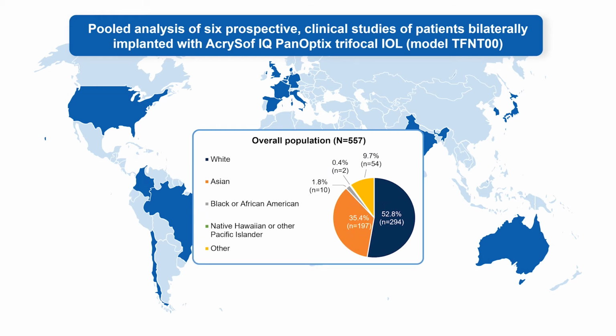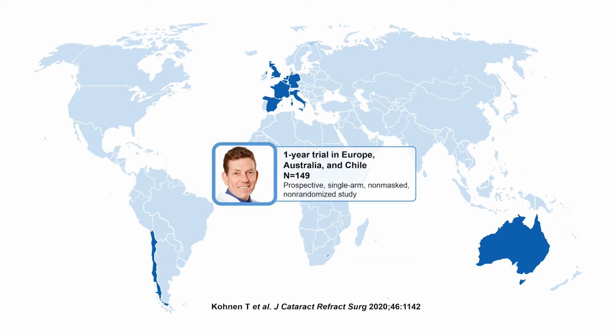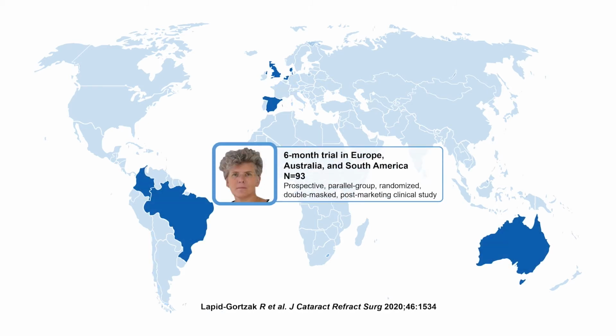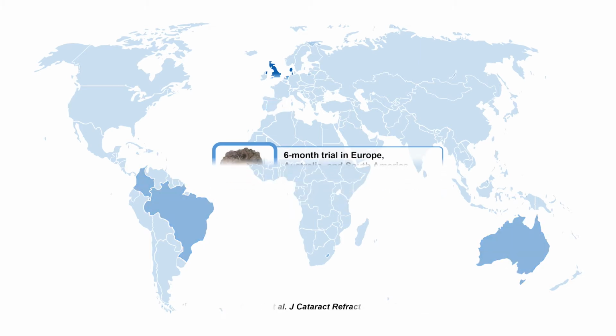Let's introduce you to the first authors of the studies included in this pooled analysis and give you a brief overview of the populations involved. From Professor Kohnen et al., we had a multi-country post-market study conducted across 17 sites in Europe, Australia, and Chile. Another multi-country study involved in this pooled analysis was conducted by Dr. Lapid-Gortzak et al., a post-market investigation conducted across 15 sites in Europe, Australia, and South America.